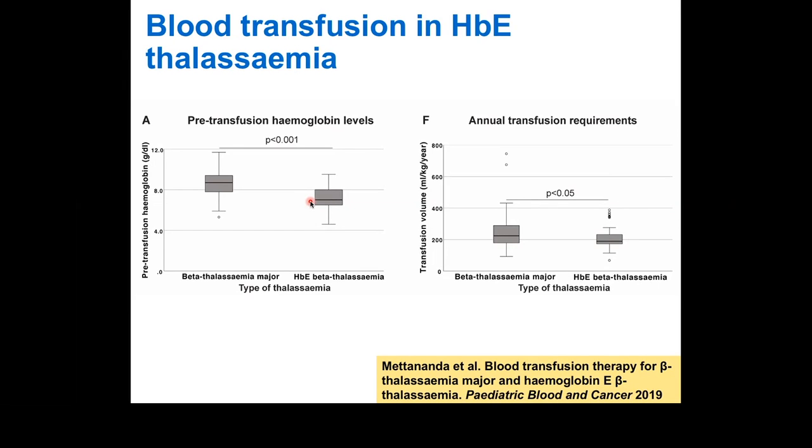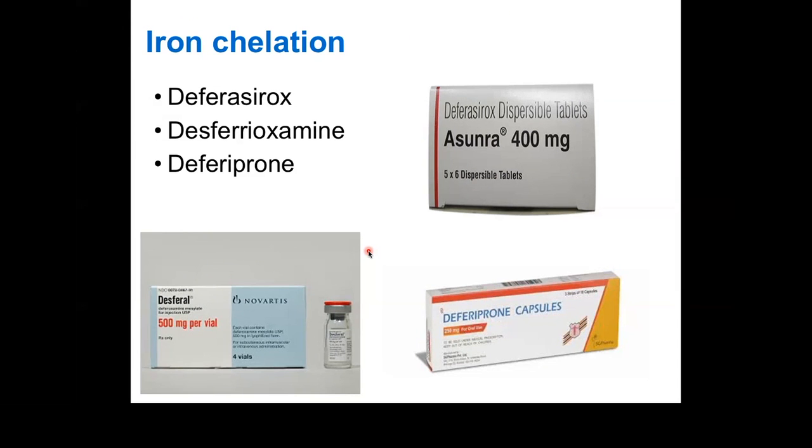If you can maintain a pre-transfusion hemoglobin between 6 or 7 without transfusion, that's fine. But if you are transfusing them, you need to manage them exactly in the same way that you would manage a beta thalassemia major patient and transfuse them adequately to maintain a pre-transfusion hemoglobin above 9. I hope I made it clear. Right. So that's about blood transfusion.